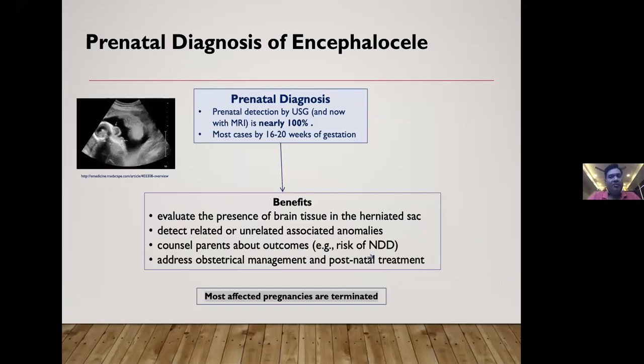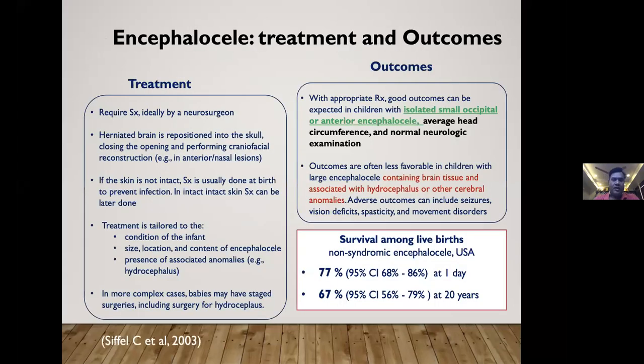Prenatally, the encephalocele is very easy and generally not missed, diagnosed in 100% of cases, as early as 16 to 20 weeks of gestation. The benefits are you can evaluate the presence of brain tissue in the herniated sac, detect related and unrelated associated anomalies, and counsel parents about outcomes, for example the risk of neurodevelopmental delay, and address the obstetrical management and postnatal treatment. Most of the affected pregnancies, if detected at 16 to 20 weeks, are generally terminated in cases of encephalocele. And hence, if you look at the outcome, just give me 1 minute.